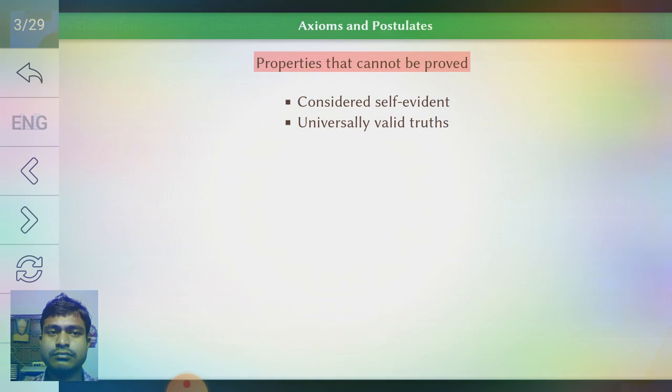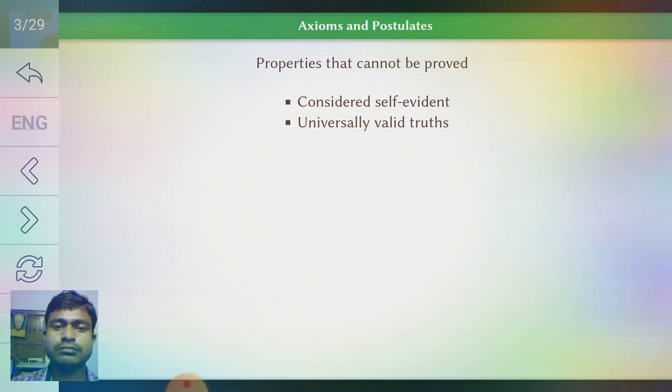There are certain properties that cannot be proved. These properties are considered self-evident and universally valid truths. These properties are divided into 2 types: axioms and postulates.